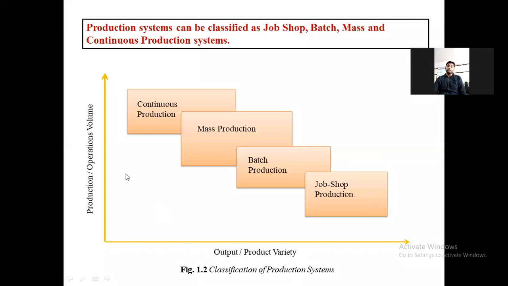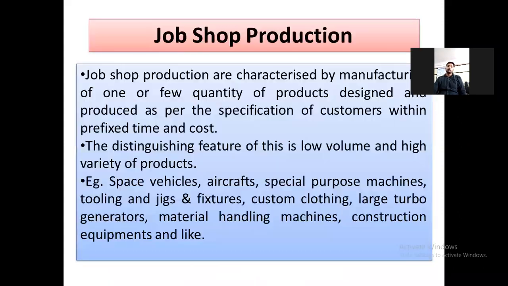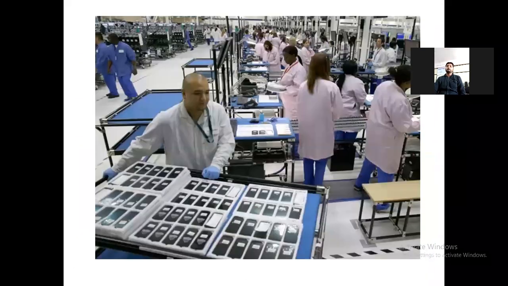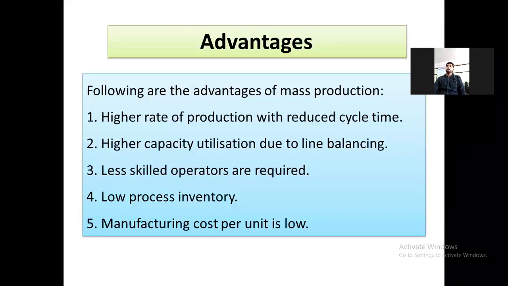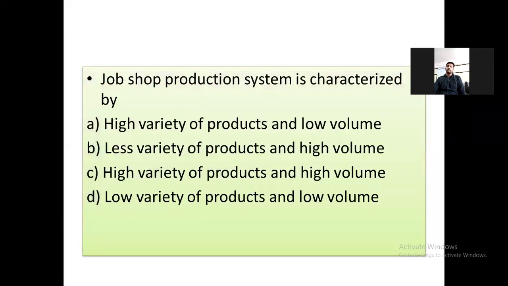So in continuous production, we are having more standardized products. In job shop production, we are having less standardized products, or the specifications are provided by the customer, and then only we are producing the product. So no standardization will be there in a job shop production system. So our answer is high variety and low volume for the job shop production system. Option A is our answer.